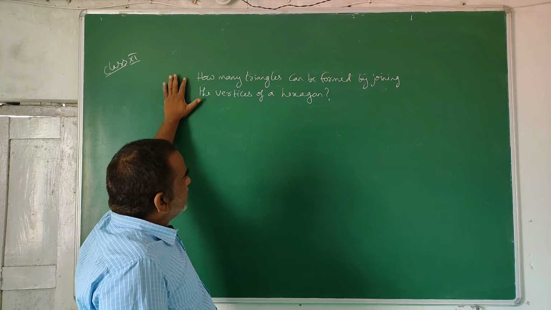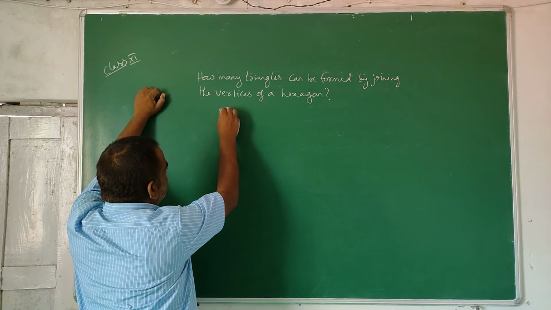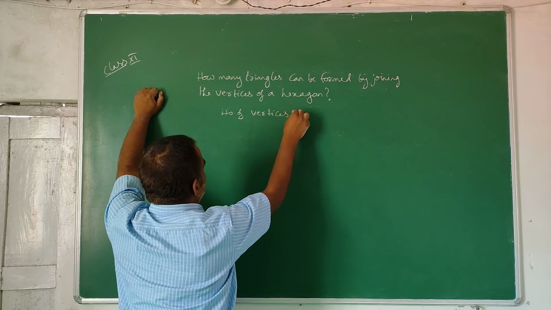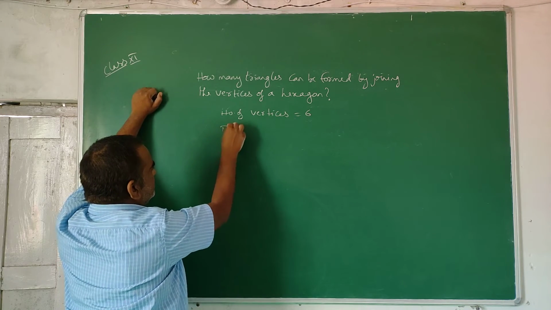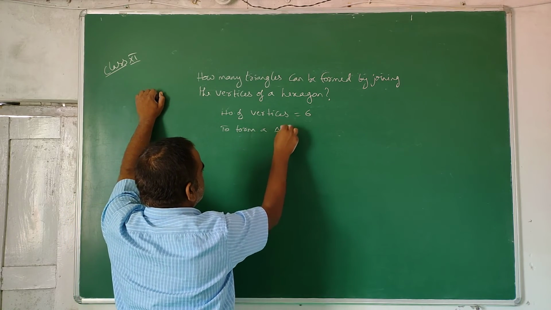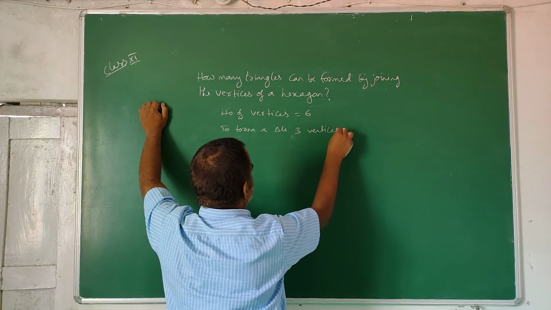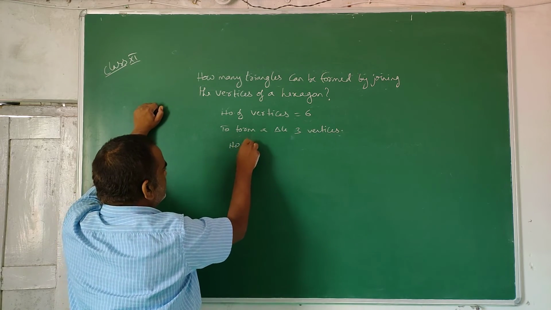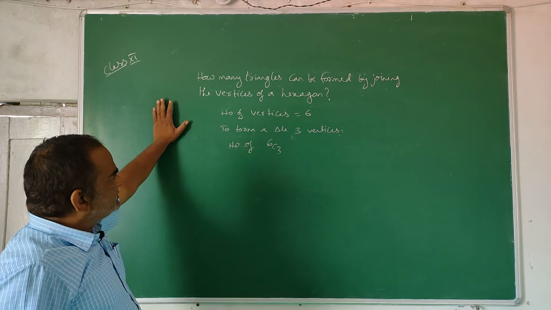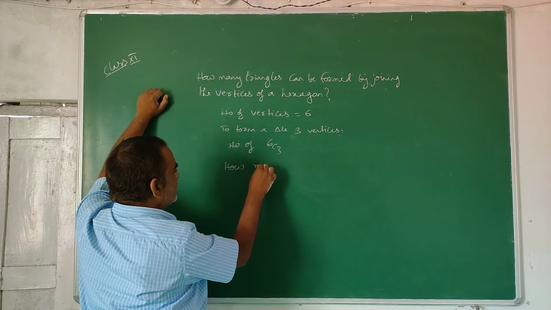How many triangles can be formed by joining the vertices of a hexagon? A hexagon has 6 vertices. The number of vertices of a hexagon is equal to 6. To form a triangle, how many vertices are required? 3 vertices are to be joined. So the number of such triangles is 6C3. So, how many triangles can be formed by joining the vertices of a hexagon? 6C3.